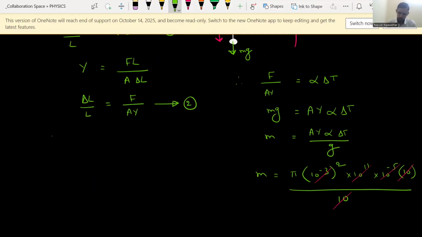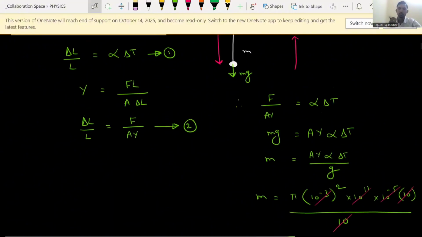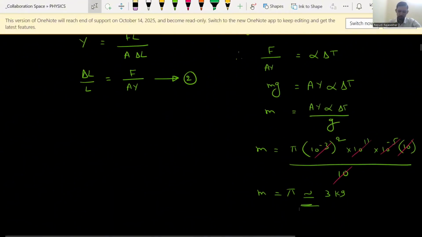So the mass of the given object is nearly equal to pi. Its value, 3.14 basically we write, but here I am taking it as 3 kilograms. Nearly equal value I have taken. Clear? So the answer for this question is 3 kilograms. Mass of the particle is 3 kg.